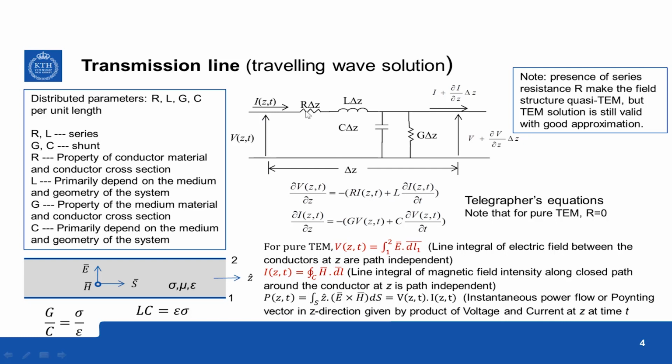That is obtained by this. The voltage drop across this, voltage drop across this. That should be equal to the difference in voltage between these two ports. So that is written over here.